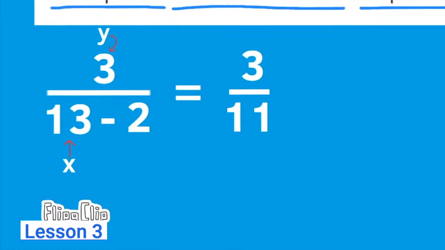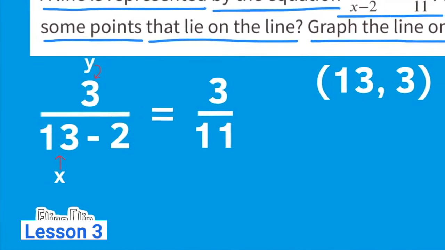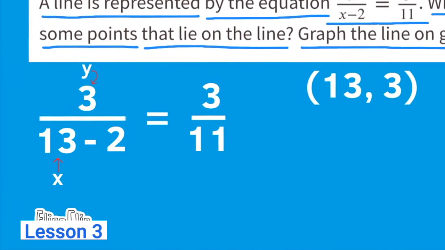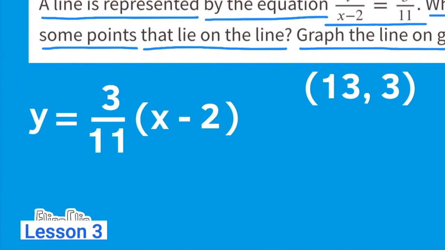Now we have our first set of coordinates, or ordered pairs. The x value would be 13, and the y value is 3. You can rewrite this equation as y equals 3/11 times x minus 2. Let's use this ordered pair 13 and 3. Let's plug in the x value, that's 13, and plug in the y value, that's 3.